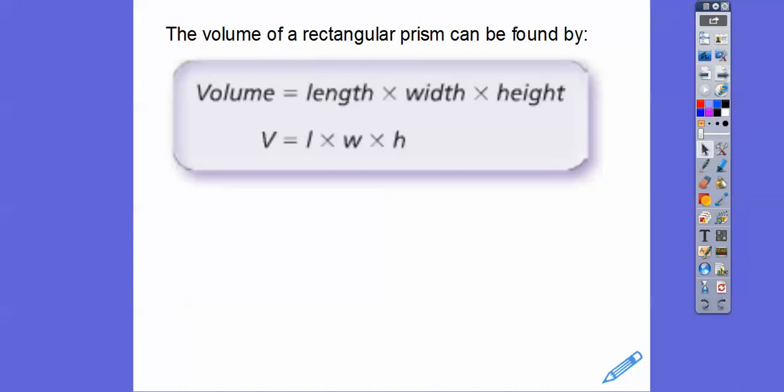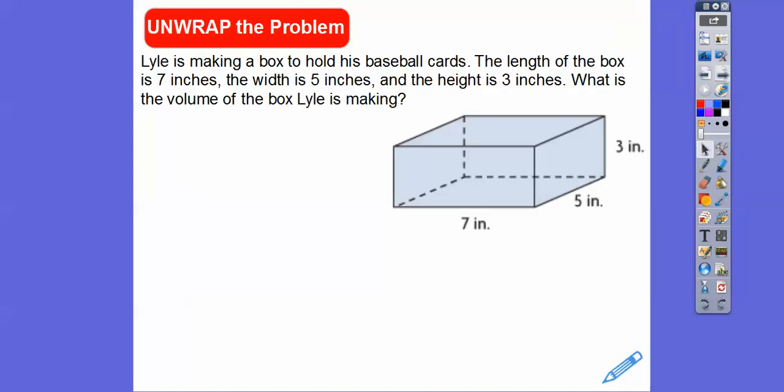Here's our formula that we've been talking about in the last couple of lessons. The volume is length times width times height. Just remember, volume is always in cubic units. Anything with area is in square units, okay?